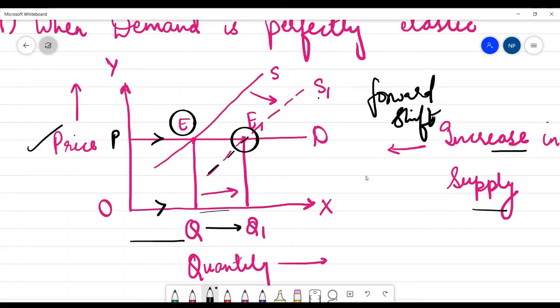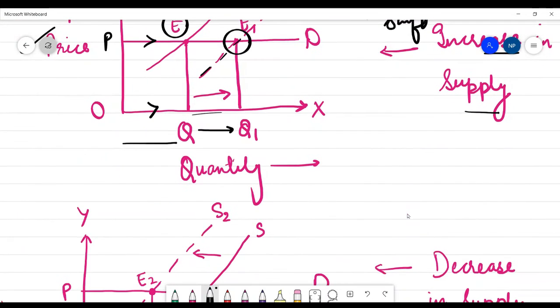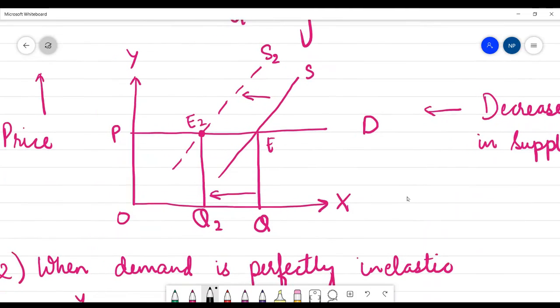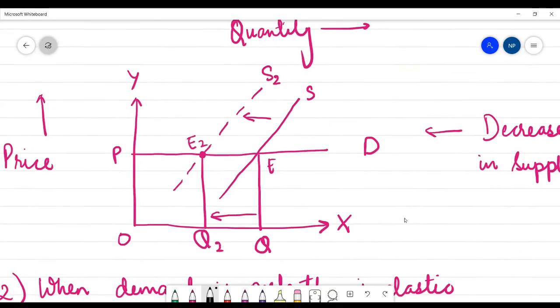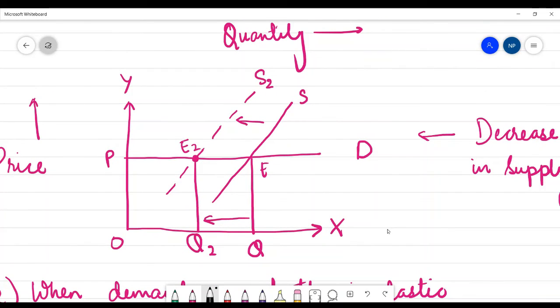Next, what happens when there is a decrease in supply? We see over here the supply curve will shift backward. Why? Because the quantity that is being demanded and supplied is becoming less. From OQ, it is going to OQ2. It is shifting backwards, going towards the left hand side.